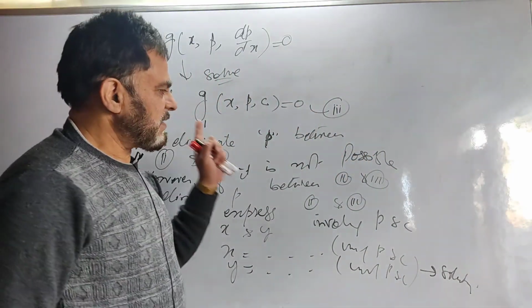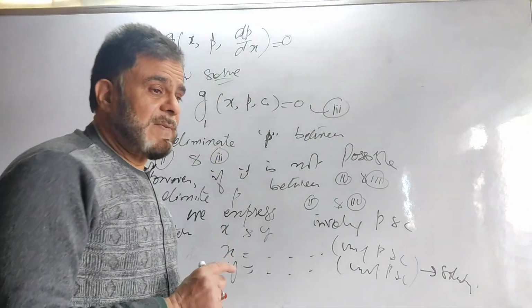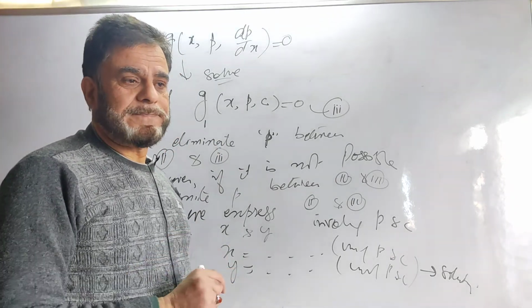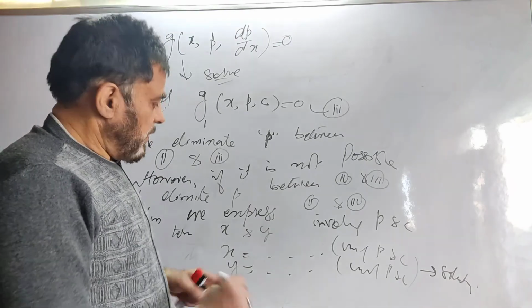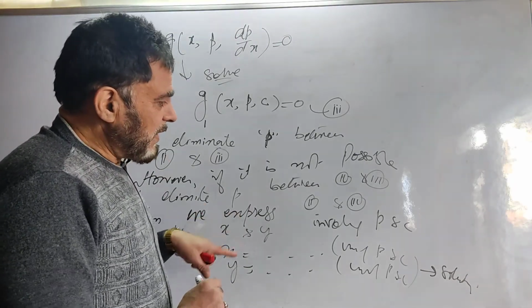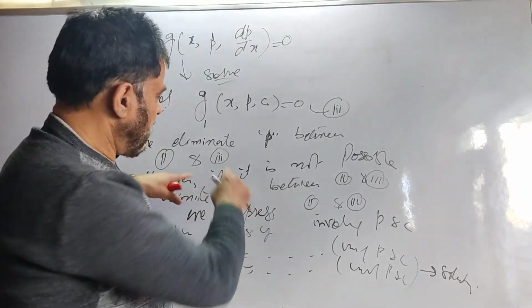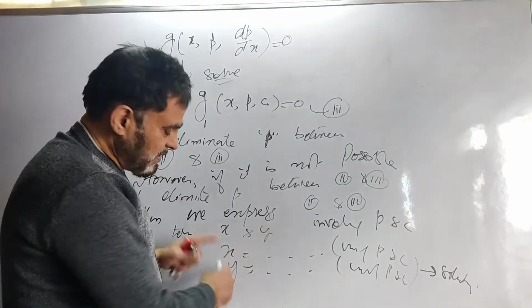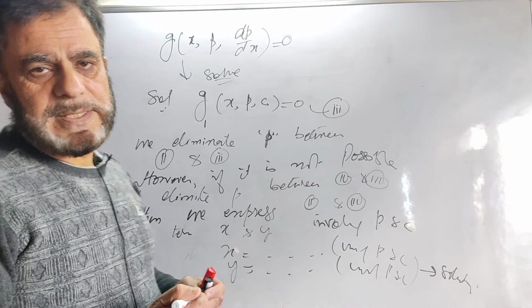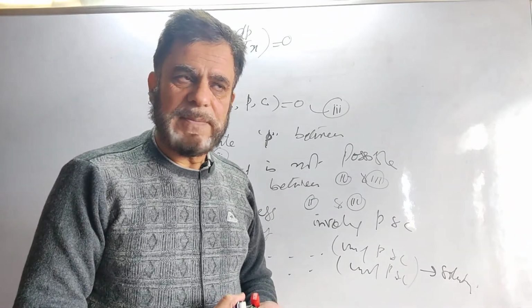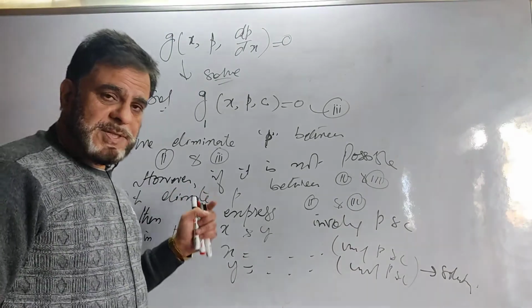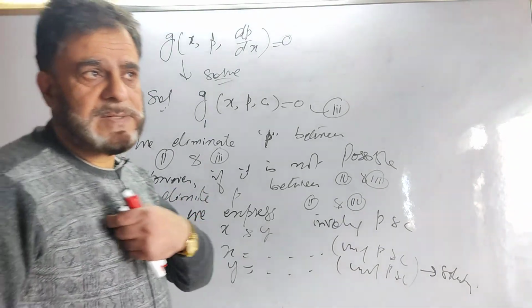Means the second equation, that was your equation, y is equal to xp, isn't that? You write that y in terms of p and c. Here you write x in terms of p and c. So two equations will form the solution in case it is difficult to eliminate p. This is the method for such questions when we have differential equations solvable for y.